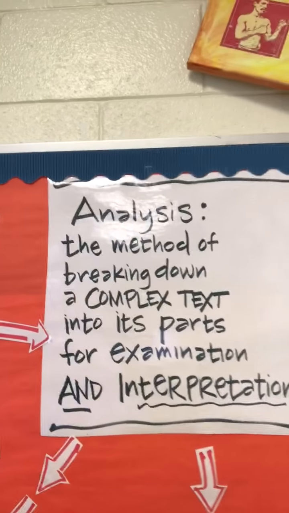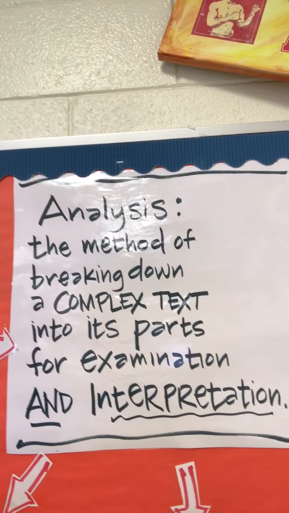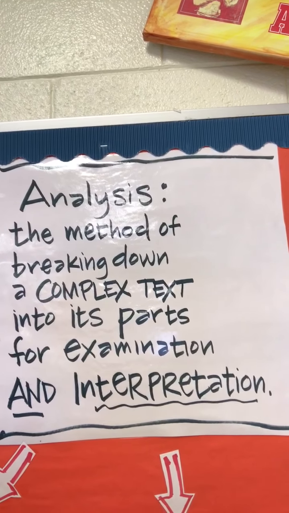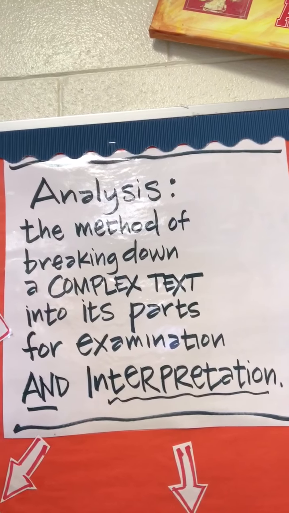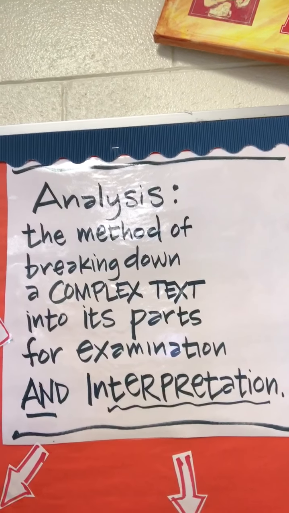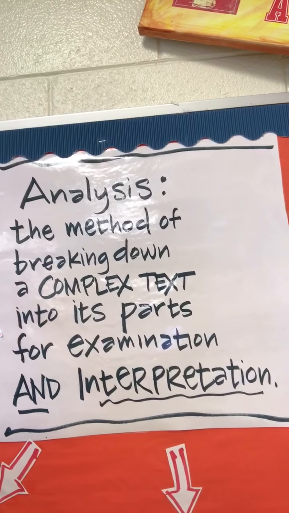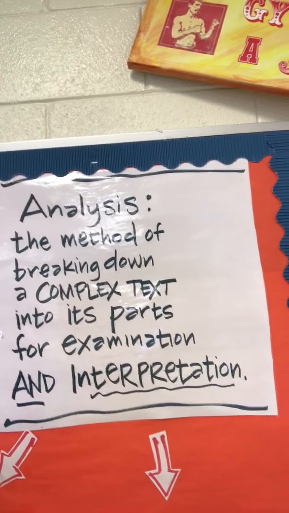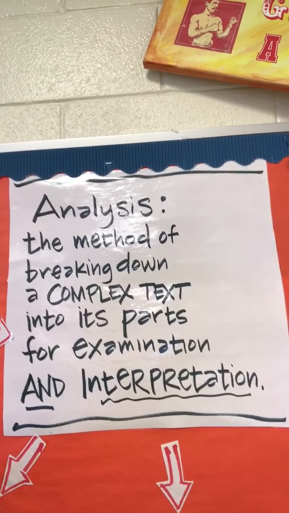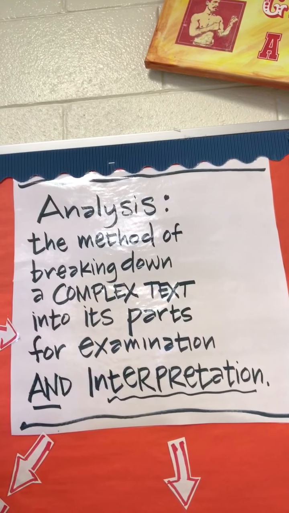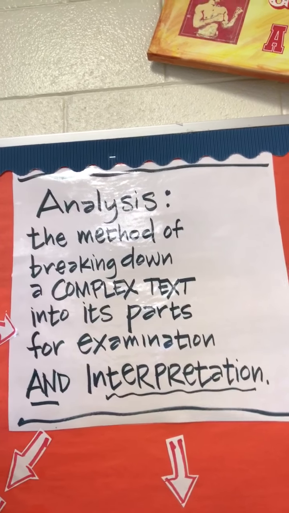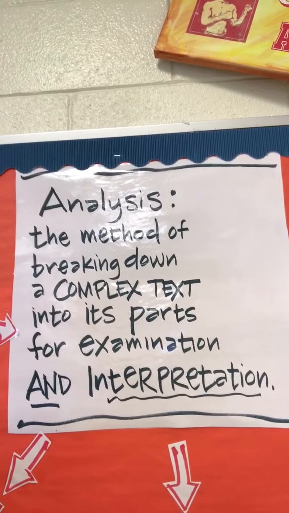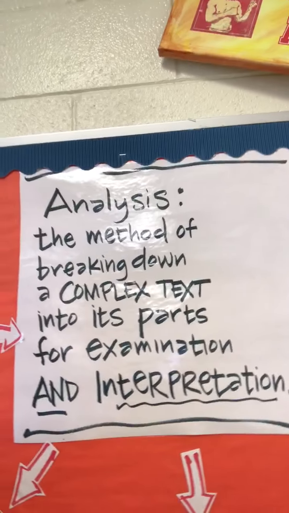From lens, we go to analysis, and analysis is the method by which we break down a complex text into its parts. Remember, a complex text is any text that needs more than one step in order to understand it and to draw meaning from it. The work of analysis is not only breaking that complex text down into its parts, but then you examine each of those parts to see how it works. You consider how those parts work together. And then you put them back together, you reassemble them, and you look to draw a whole meaning out of that complex text.